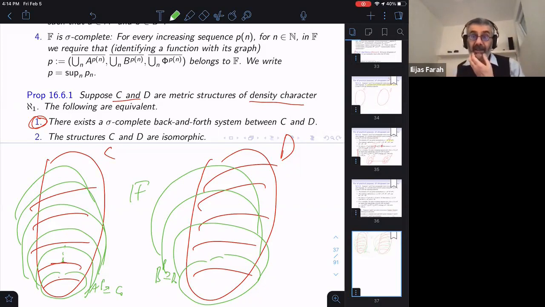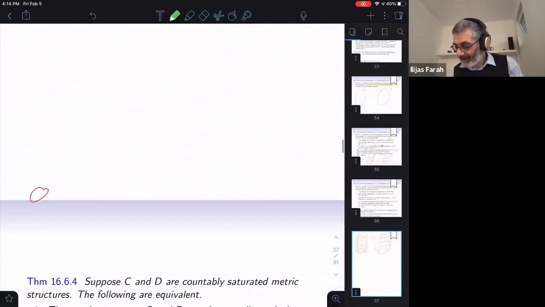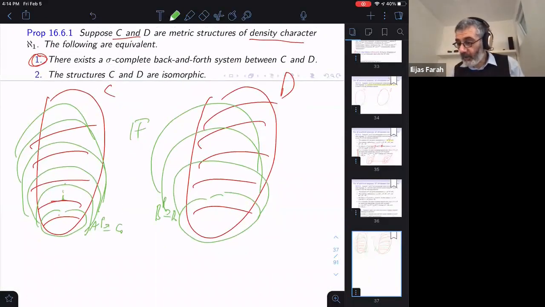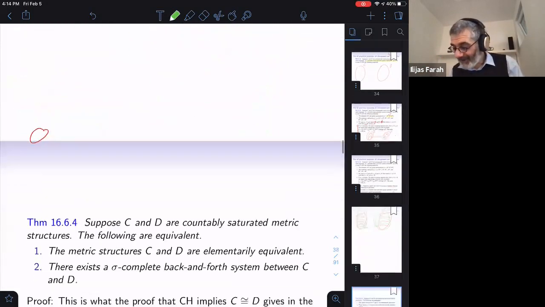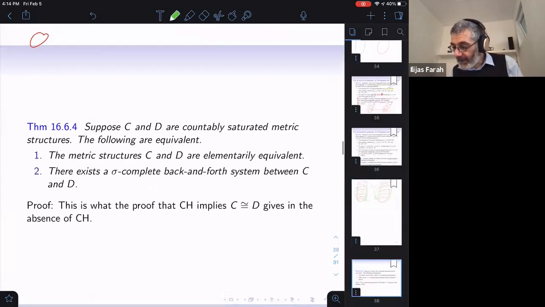So at the end of the day, I get an isomorphism, right? So continuum hypothesis is really used to straighten a sigma complete back and forth system to linearize it. So you don't have to worry about funny things going on. Oh, I mean the converse, the implications from two to one, we proved before, right? That every isomorphism has to be of that form. That was one of our starting points of our discussion. And here's another.